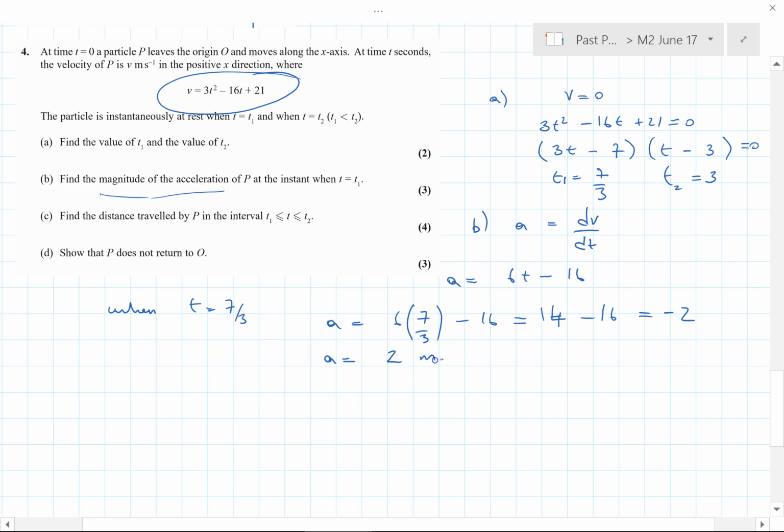You'll get away without putting units. I always put units. You'll get away without putting units, but you won't get away without dropping the negatives. So there we go. So that's pretty easy as well. Question C.